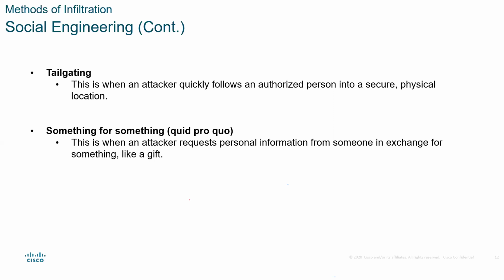Another social engineering technique is called quid pro quo, something for something. This is when an attacker requests personal information from someone in exchange for some gifts. So, just give me this access and then this is what I'll do for you. So, quid pro quo.